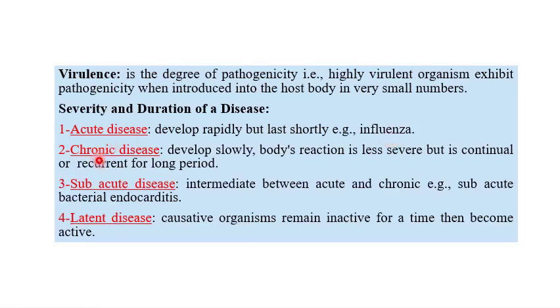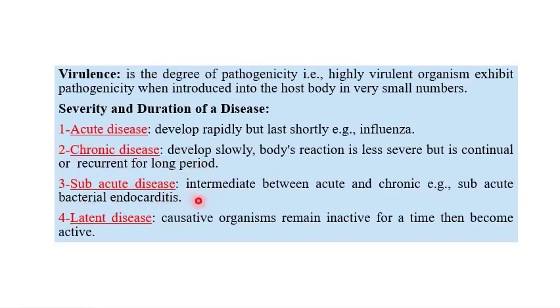كلمه chronic disease طبعا كلنا عارفين يعني ايه chronic disease. It means develop slowly. The body's reaction is less severe but is continual. يعني ما بيحصلش complete curing, but it's continual, and recurrency occurs most commonly for long periods of time. بيحصل recurrency, ودي برضو زي مثلا tuberculosis.